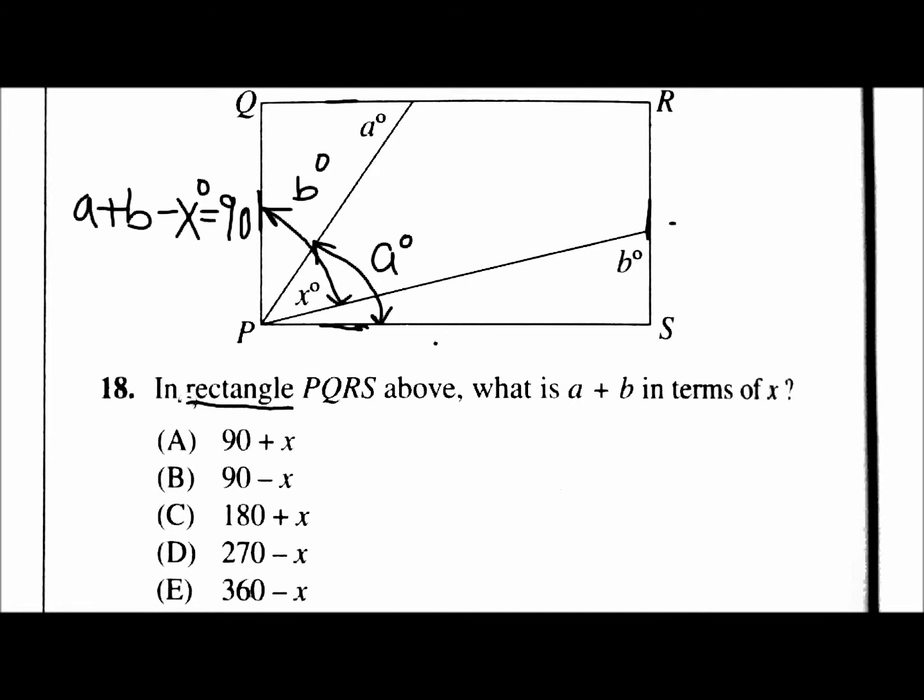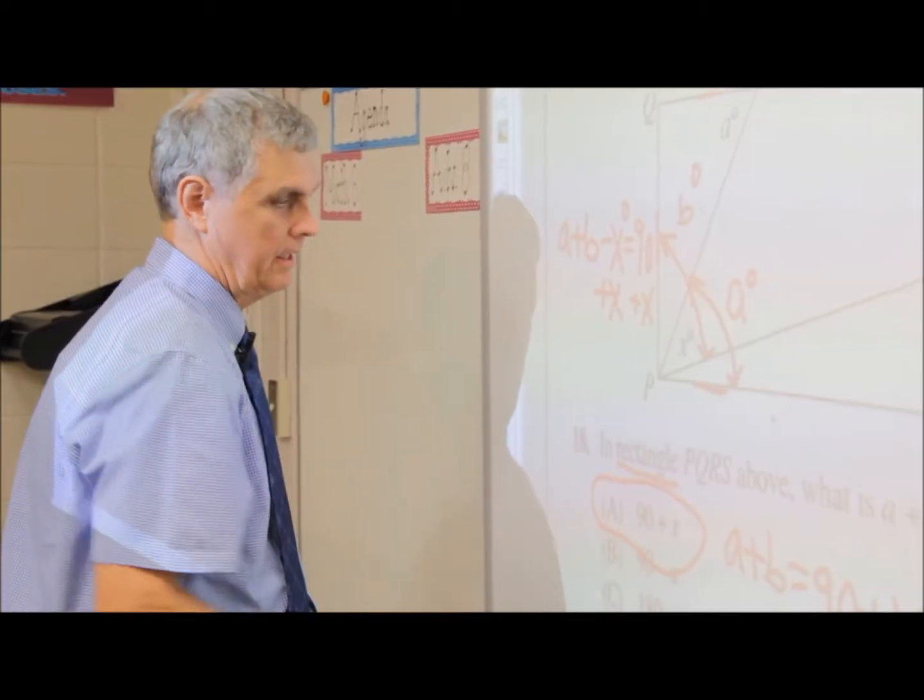Now we look down through here and they want to know A plus B in terms of X. So I've got to get X over to the other side. So I'm going to use the inverse rule, plus X here, plus X over there, and I get A plus B equals 90 plus X. And if you look over here, that happens to be A.